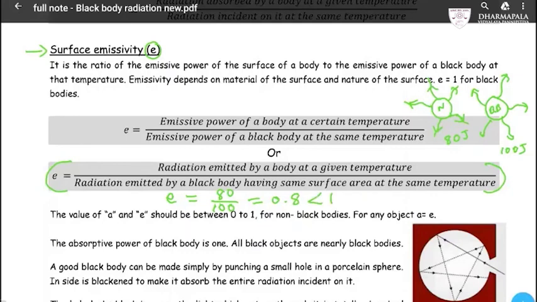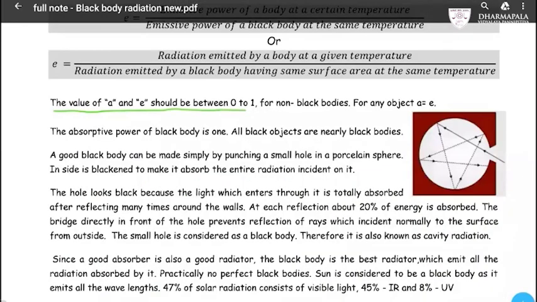So for normal objects, surface emissivity is less than 1. But for black bodies, it is equal to 1. You don't have other objects which have E more than 1. Black body has the highest intensity of emitting radiation. All the other objects are less than that. The values of A and E should be between 0 and 1 for non-black bodies.